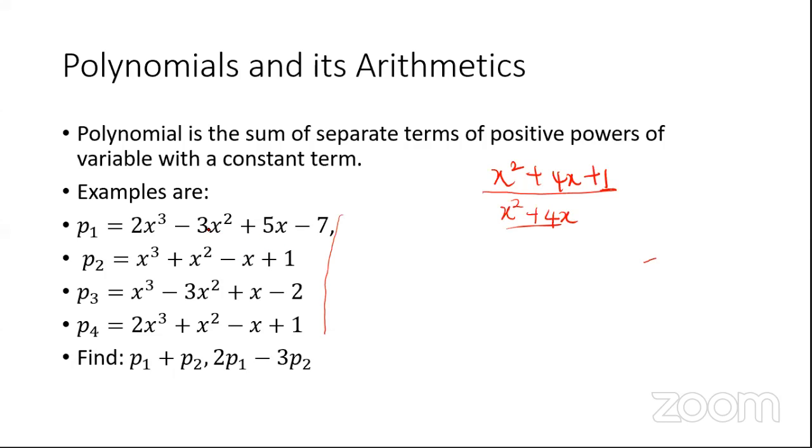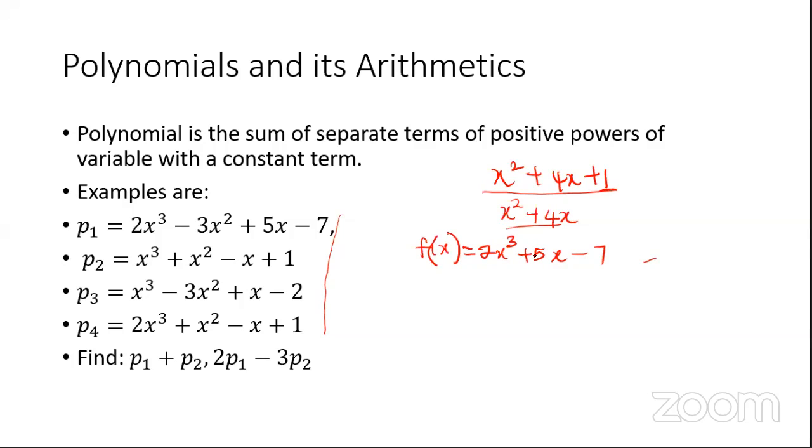Now, some terms may also be missing. Any term can be missing. Look at the P1 there. I can also have another example, because polynomial is a function. So f of x is 2x raised to power 3 plus 5x minus 7. You can see that there is a term in x raised to power 3, but there is no term in x raised to power 2.